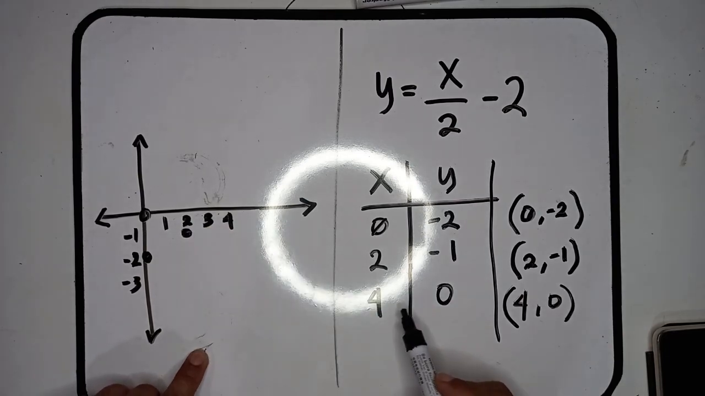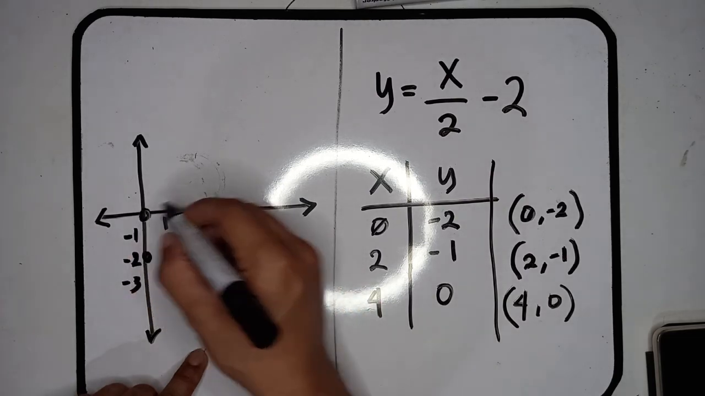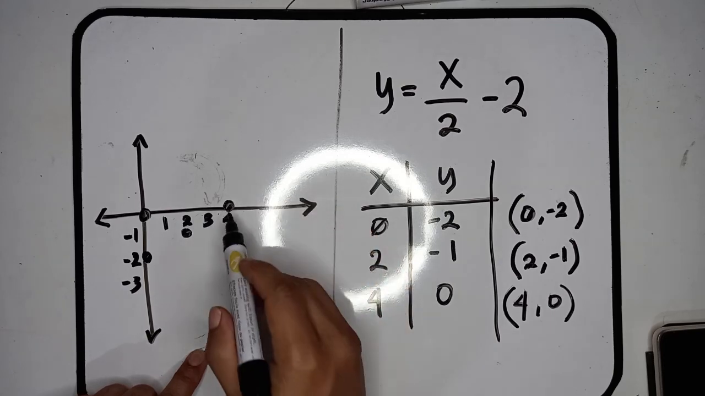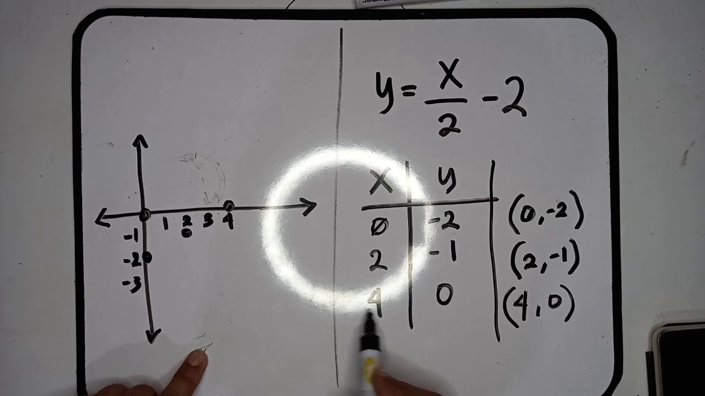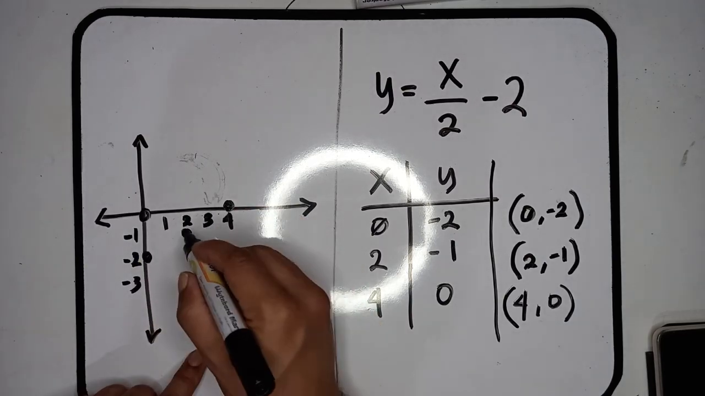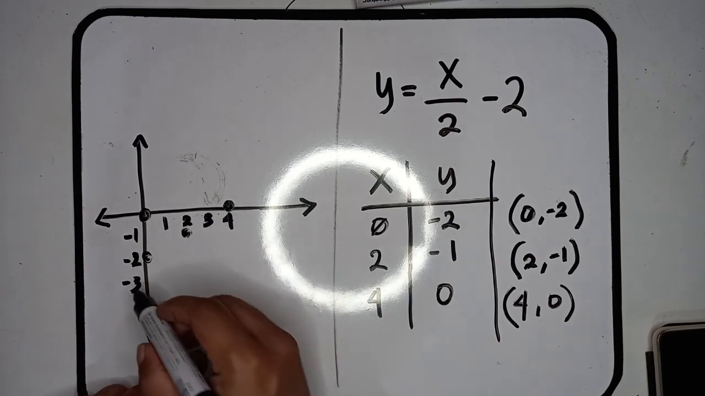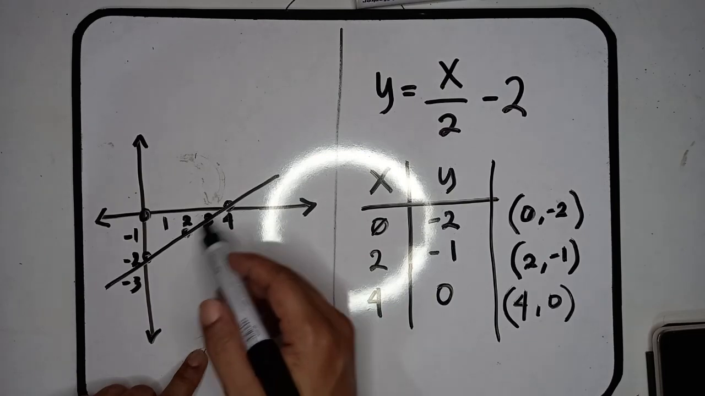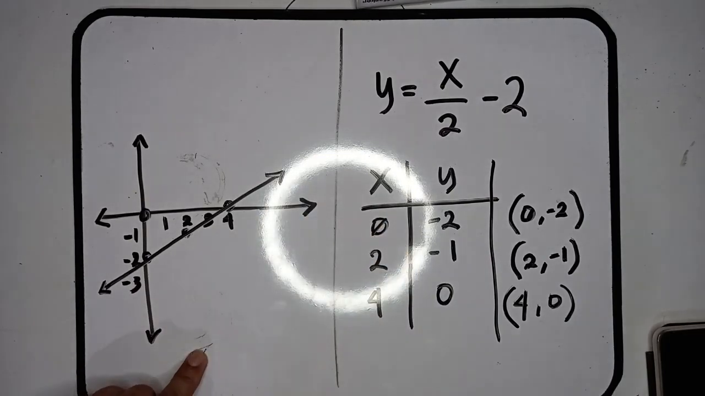Okay, and then for the last pair, 4, and then we have 0. So the point is around here. Okay, because x is 4, so this is 4, and then y is 0, so 0 is within this line. Okay, so these are now our points. So we can connect them by creating a line within those points. So this is now the graph for this equation.